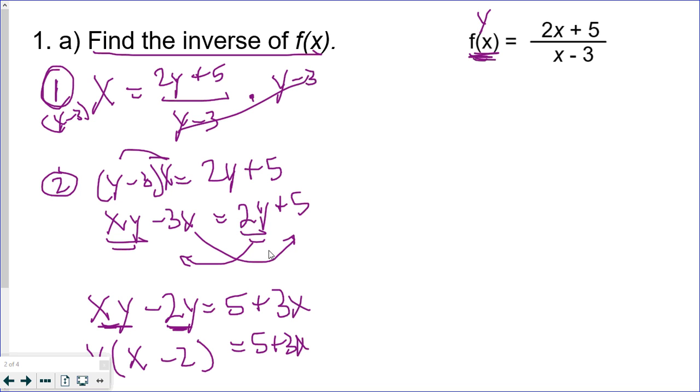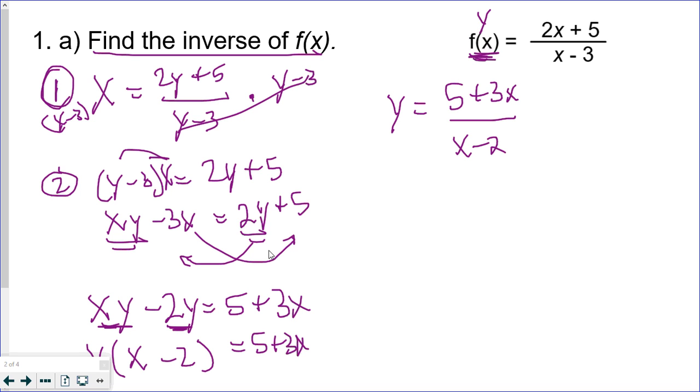And then the last step would be to just divide by x minus 2. So my final answer here is, I'm moving to the top here, y equals 5 plus 3x over x minus 2.